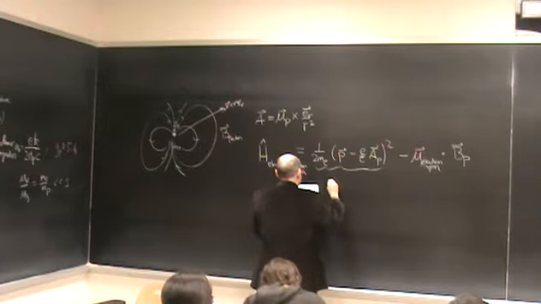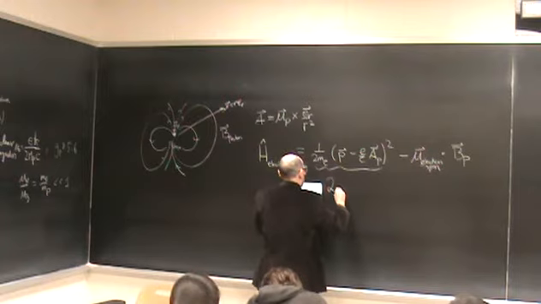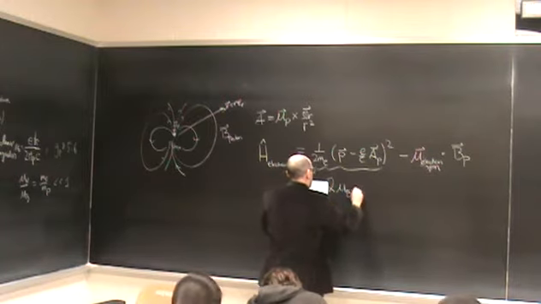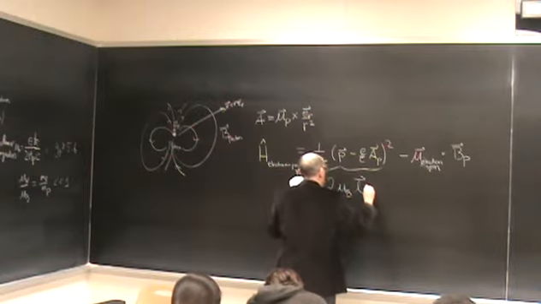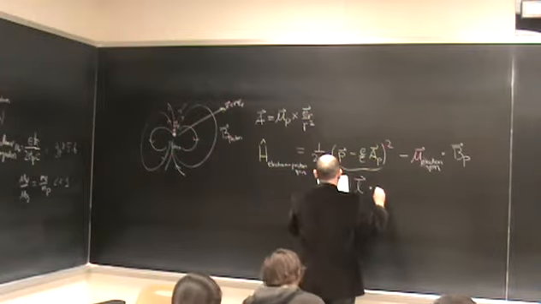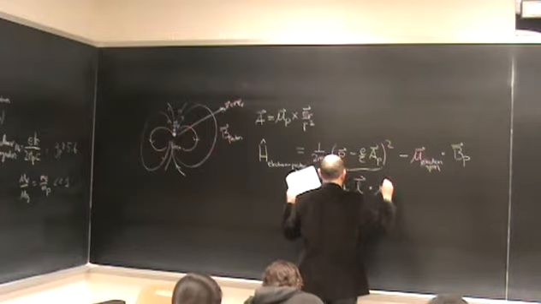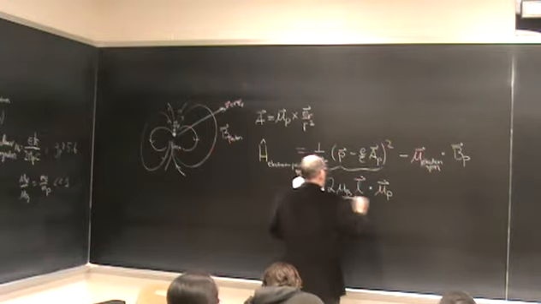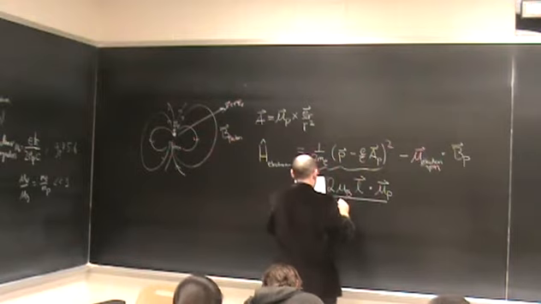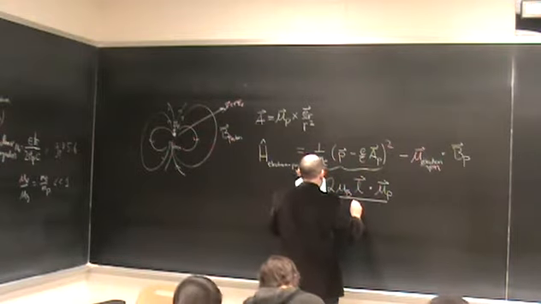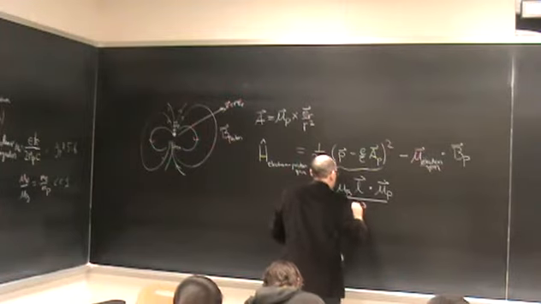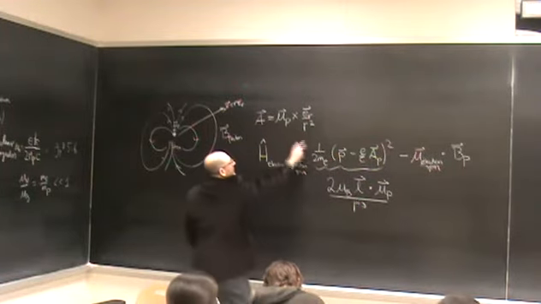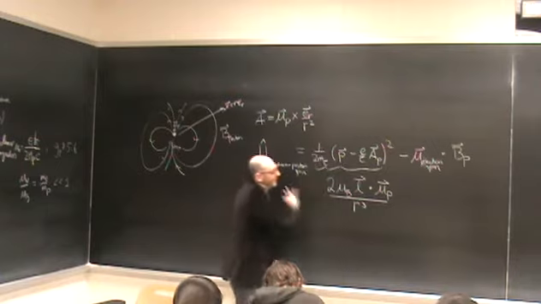This is equal to 2 mu B L dotted into the proton, divided by r cubed. Okay, that comes from things like r cross p. I'm going to want to go through all that algebra.